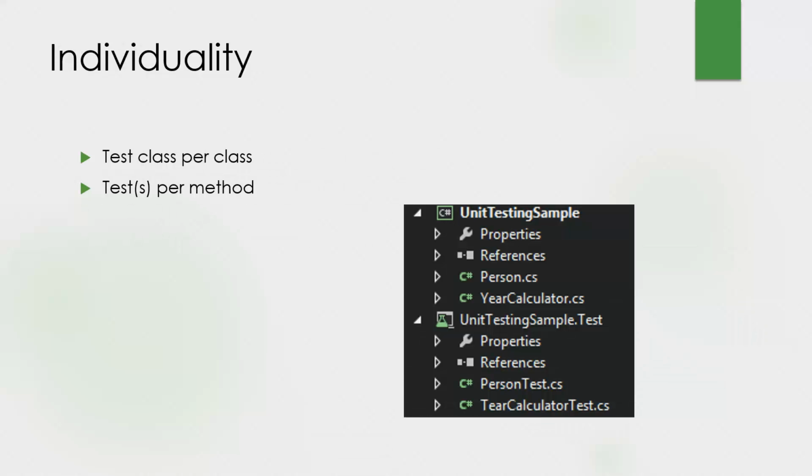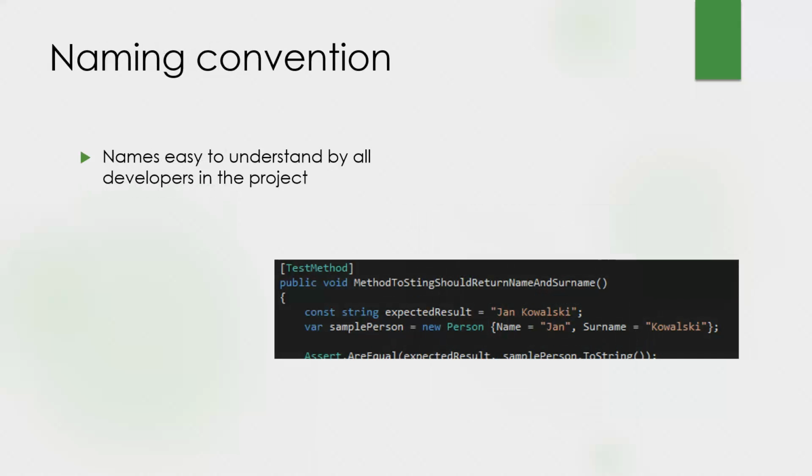Then individuality. Let's create a test class per class we want to test. Create tests per method we want to test. Do not test several methods in one test. Then the naming convention. There is nothing like a standard naming convention in the case of unit testing. Names should be easy to understand by all developers, and I advise you to have a meeting with all the developers engaged in the project and think about a naming convention that will be understandable by all of them.